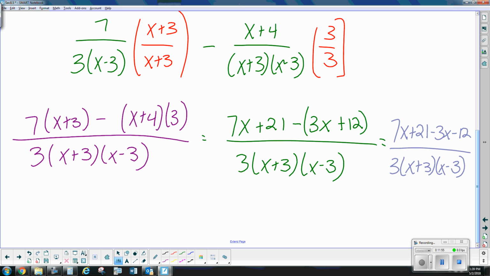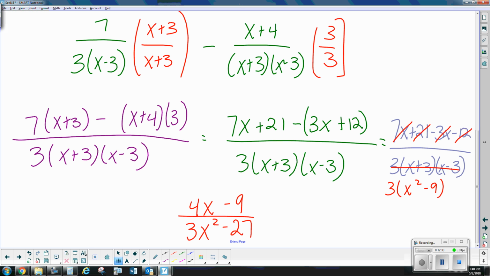Now we can simplify by combining any like terms that we have. So 7x minus 3x is 4x. 21 minus 12 is 9. So 4x over 9, and then we can multiply out our denominator, which is 3 times x squared minus 9. So that's 3x squared minus 27. And that's our final answer because there are no common factors in each term between the numerator and the denominator.